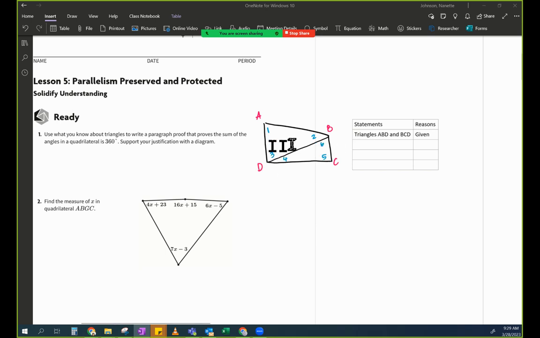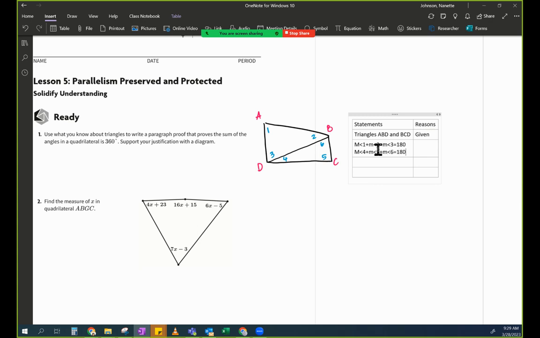Yeah, very good. So one of the things that you'll remember is that in a triangle, the sum of the measures of the angles equals 180. So I'm going to write that out. I'm going to say measure of angle 1 plus measure of angle 2 plus measure of angle 3 equals 180. Now I'm going to put that for the other one too. So measure of angle 4 plus measure of angle 5 plus measure of angle 6 equals 180.